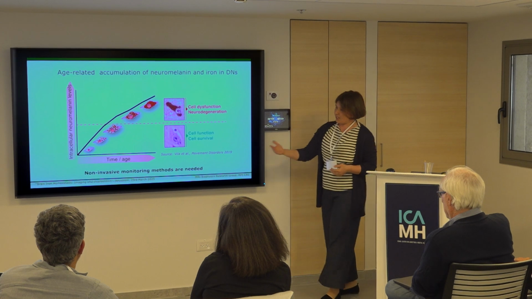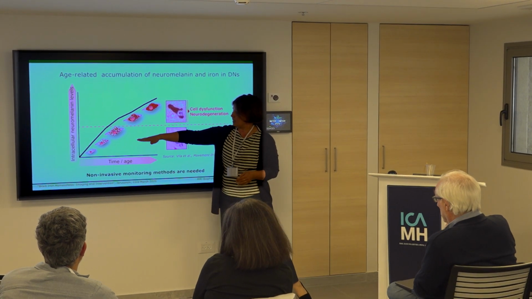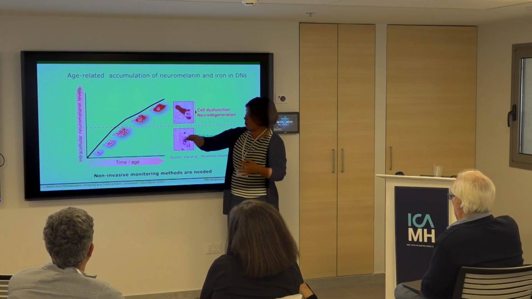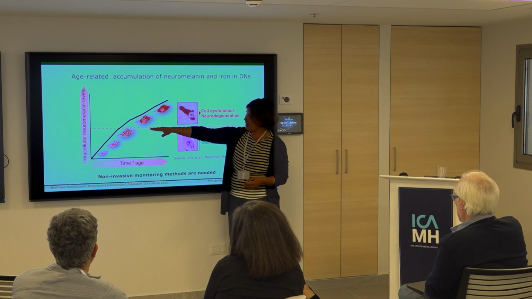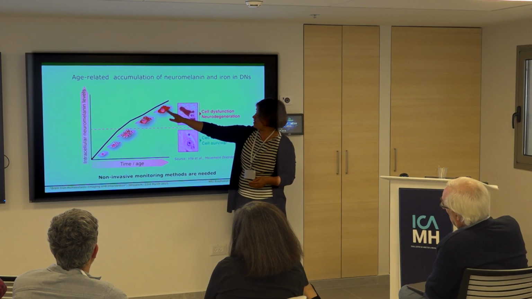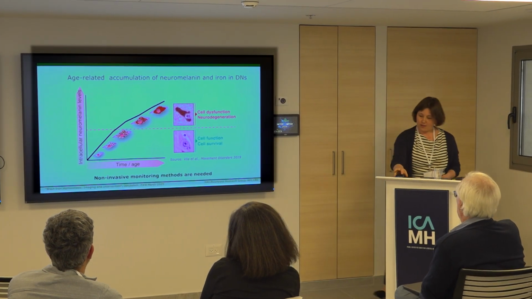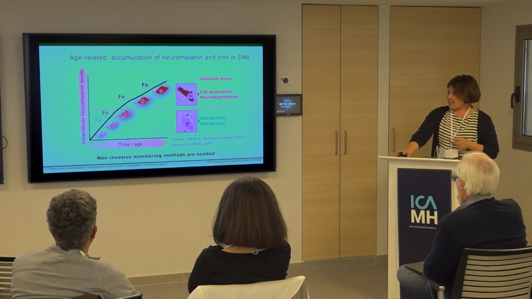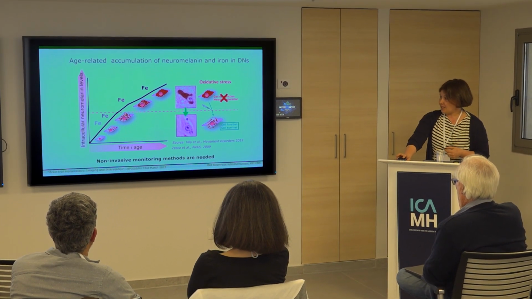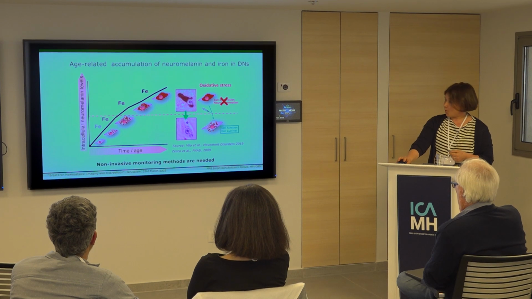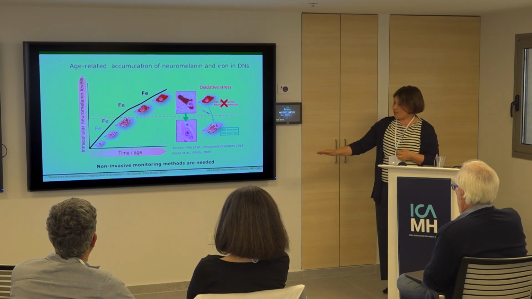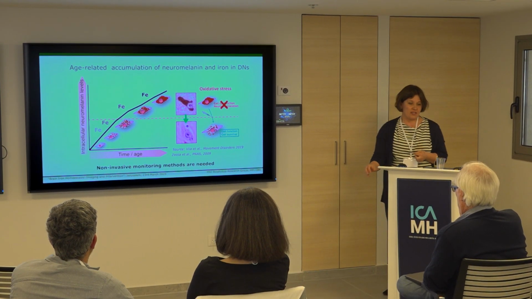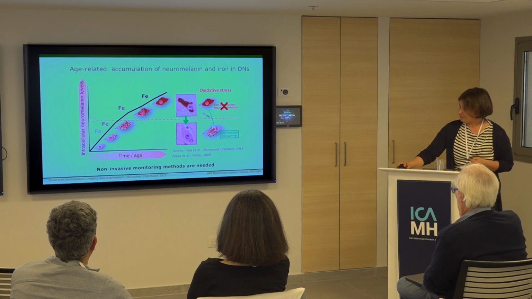The idea is that the dopaminergic neurons get older and older. They try to compensate. They get more and more neuromelanin. At a certain point, it's too much. They get oversaturated with iron. They get too much oxidative stress and start to die. And getting this time point would be really, really nice, just to know where they are. So any non-invasive monitoring methods would be very, very welcome here.